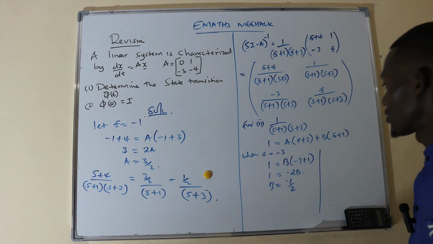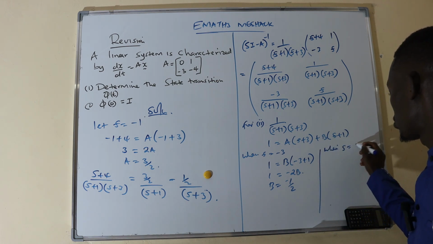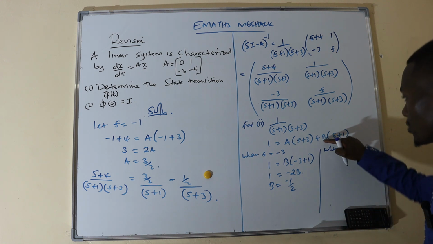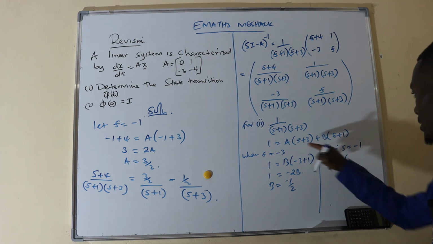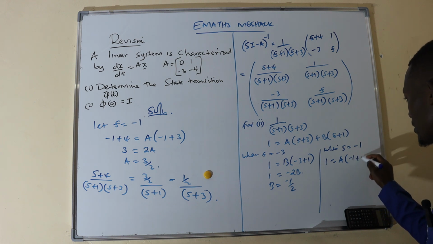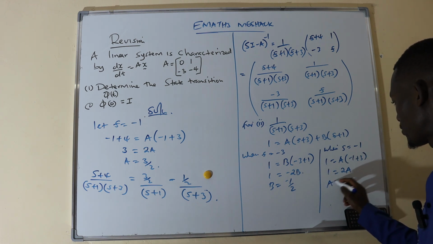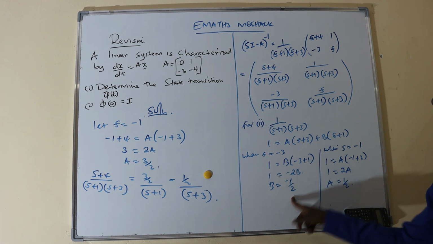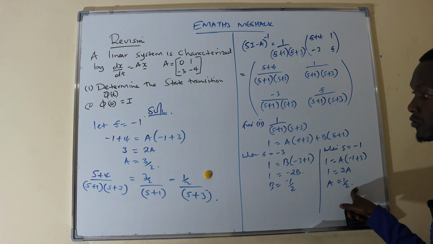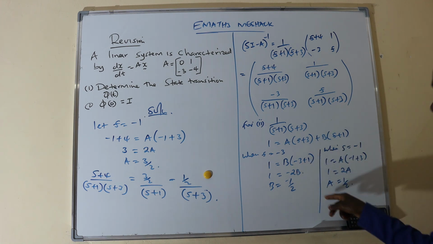The same way, you now replace your A. When S equals negative 1, this term becomes 0, so you shall have 1 equals A times negative 1 plus 3. So you shall have 1 equals 2A. So your A gives you a half. Right, together. So our value of B is negative a half and our value of A is a half. I really want you to note that.